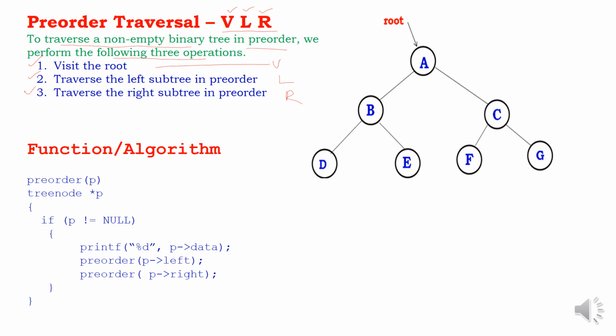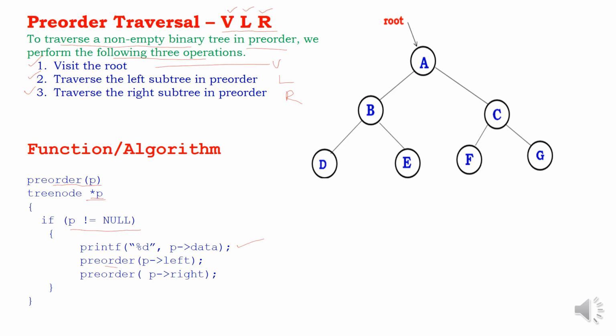The function is, if it is a non-empty binary tree, see preorder, there is a function, we are inputting P. P is a TreeNode, it is a binary tree. If P is not null, to traverse a non-empty binary tree, we perform three things. Visit the root node: printf of P data. P is the root node, so P data will be printed. Then the second step is to traverse the left subtree in preorder.